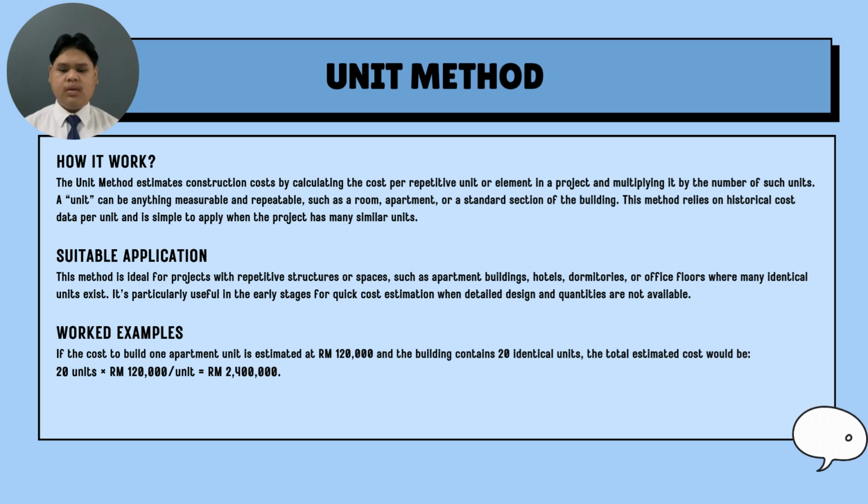120,000 ringgit and the building contains 20 identical units, the total estimated cost would be 20 units times 120,000 ringgit per unit, equal to 2.4 million ringgit.